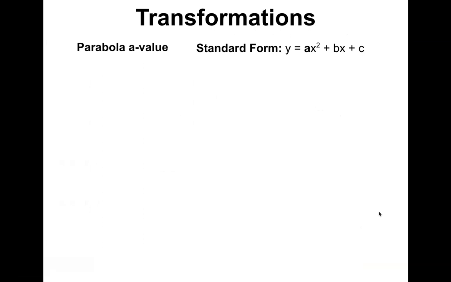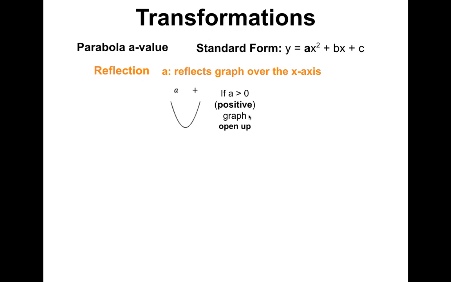Let's specifically look now at our parabolas. This is our main focus of Math 2, so let's talk even more in depth with our parabolas and their a values. If we have the standard form of a parabola, which is ax squared plus bx plus c, our a value tells us whether the graph is going to have a reflection or not. It can reflect over the x-axis, whether the graph opens up with a positive a value or opens down with a negative a value. So that will tell us about our reflection.